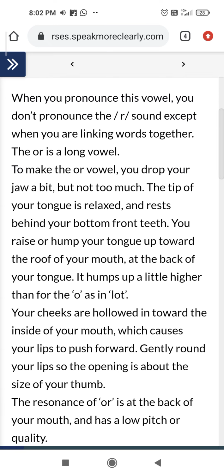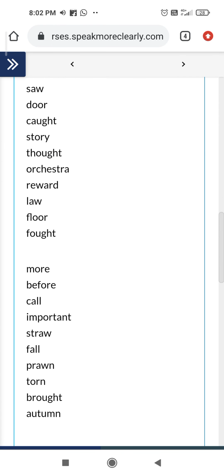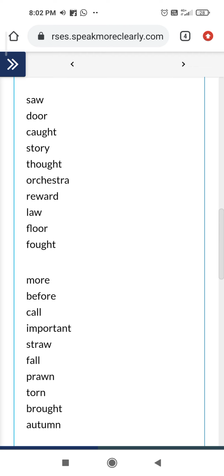Or vowel. Saw. Door. Caught. Story. Thought. Orchestra. Reward. Law. Floor. Fought. More. Before. Call. Important. Straw. Fall. Prawn. Torn. Brought. Autumn.